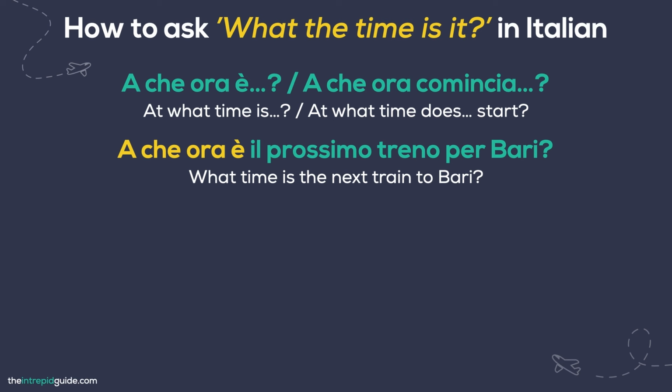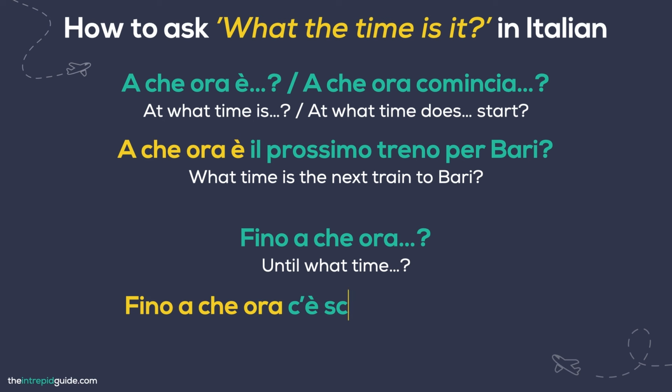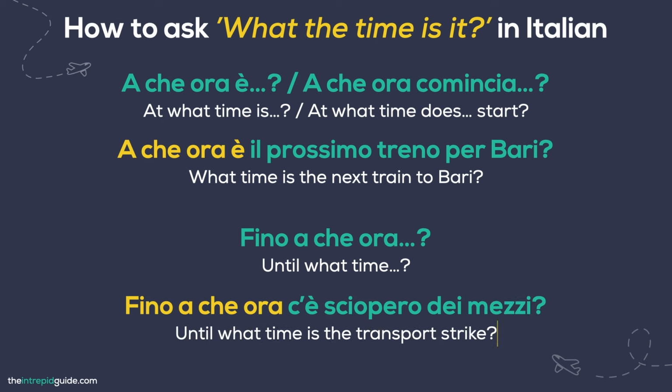Another way to ask what the time is in Italian is with, Fino a che ora? This translates to until what time? And this is a super useful way for finding out how long something is going to last. For example, Fino a che ora c'è sciopero dei mezzi? Until what time is the transport strike? Alas, this is a key sentence to add to your repertoire of Italian travel phrases.